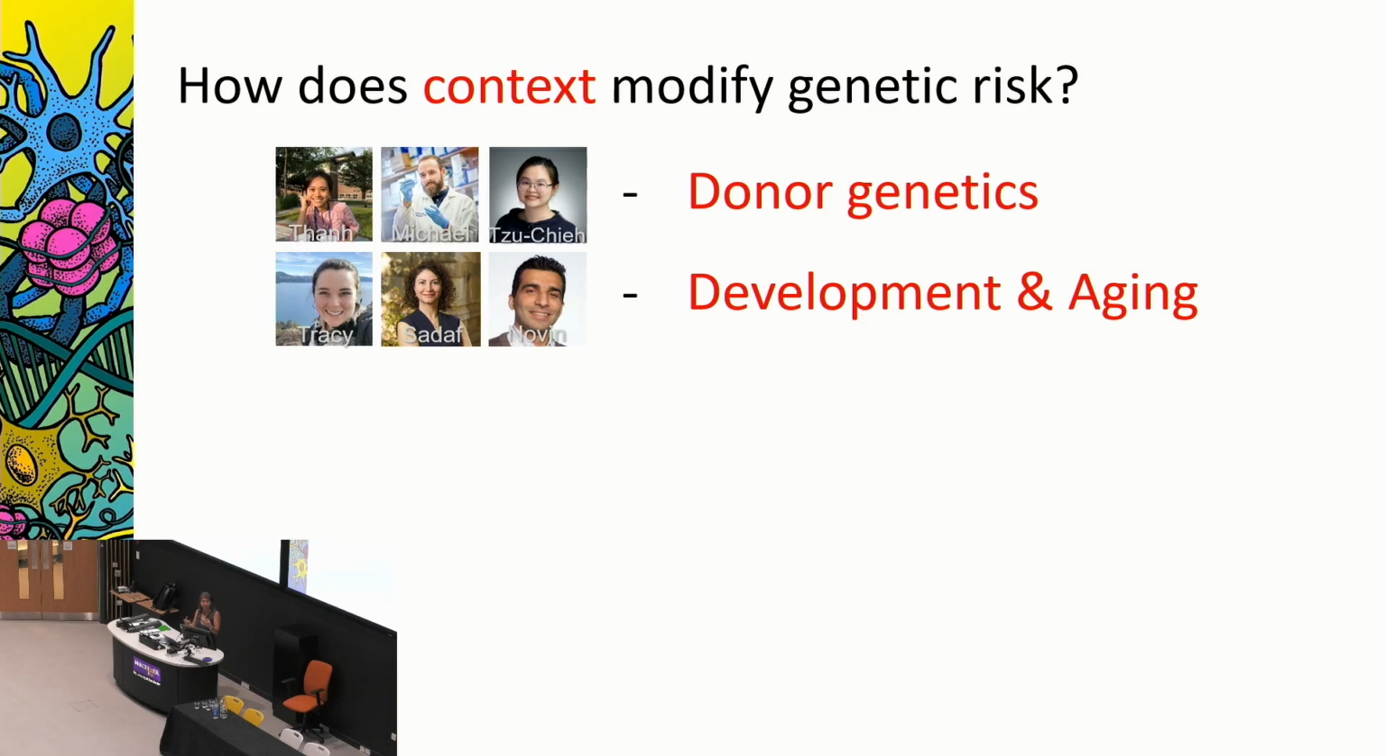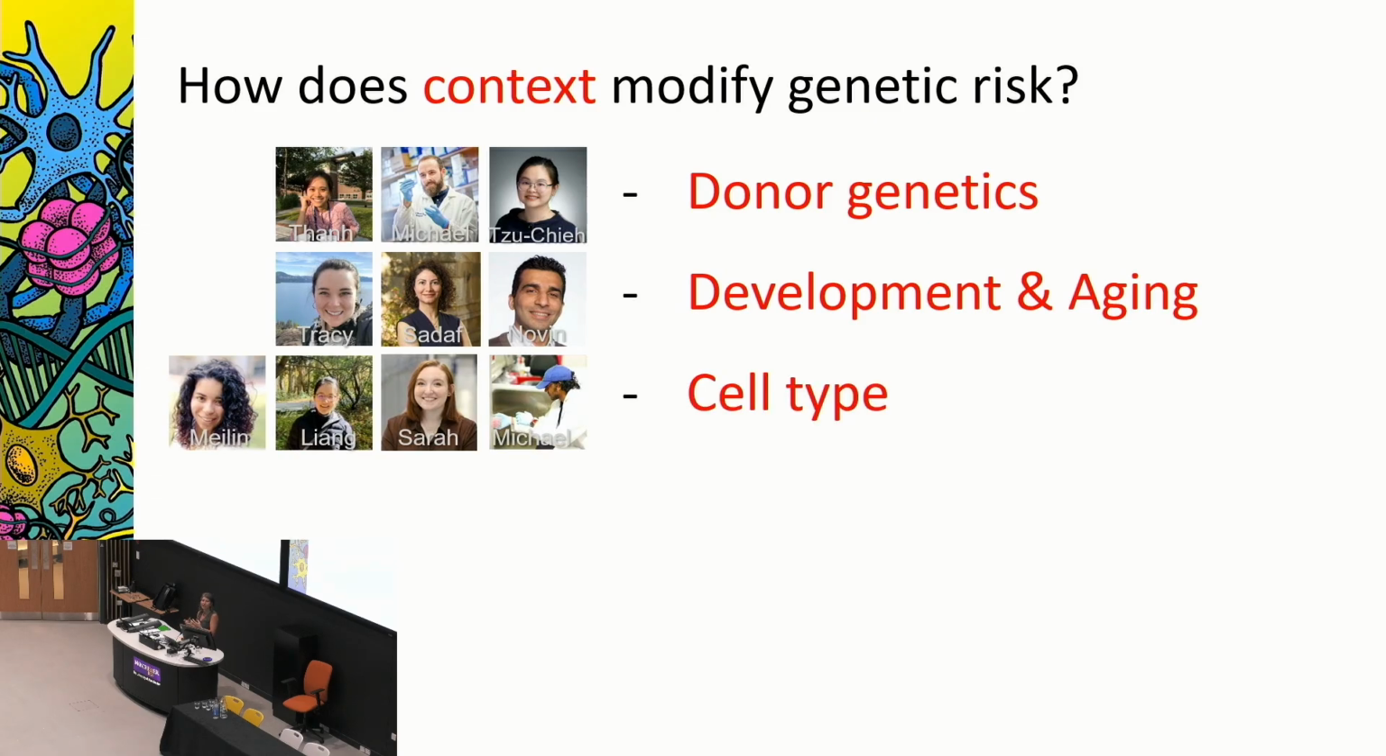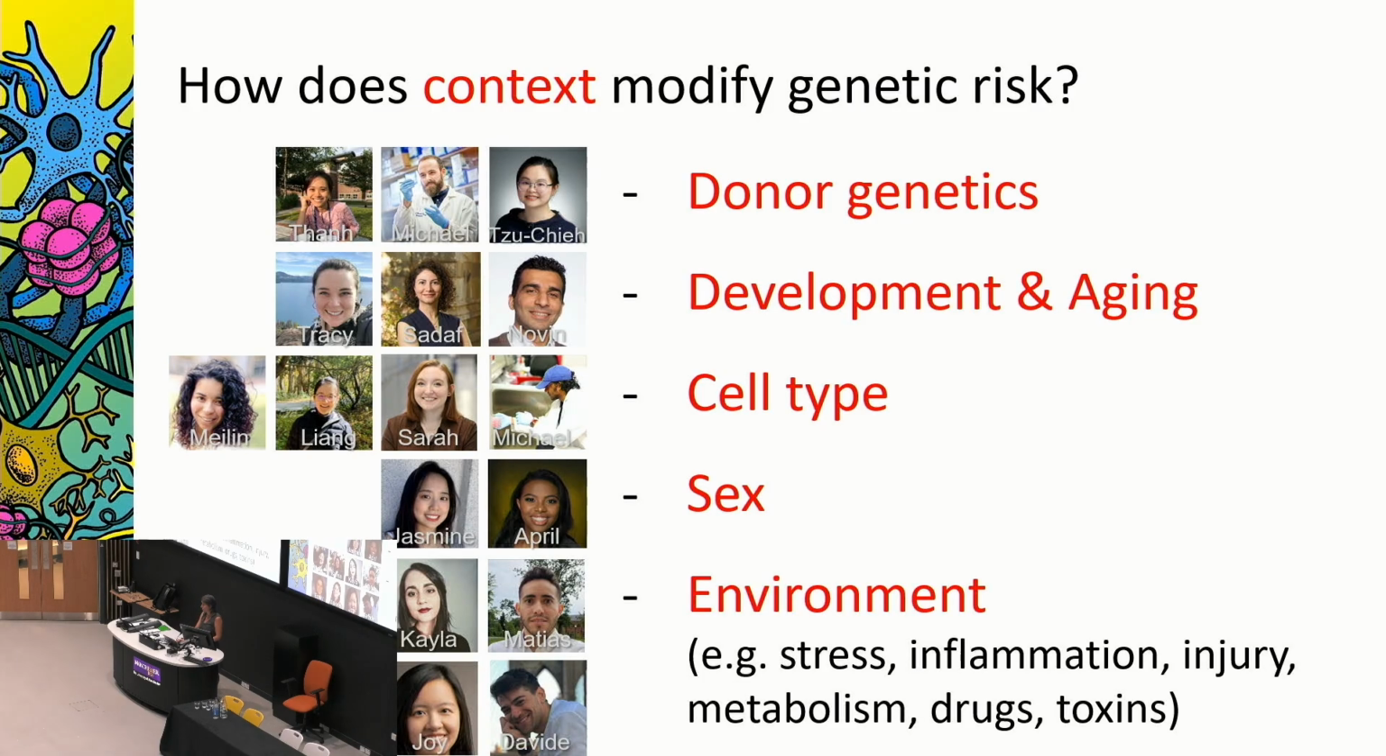Why do Alzheimer's risk factors only seem to matter when we're old? How risk factors have different effects across different cell types. The impact of sex. I think this is a really interesting question. Why are some diseases more likely in males and others more likely in females, particularly when they're not driven by factors on the sex chromosomes?